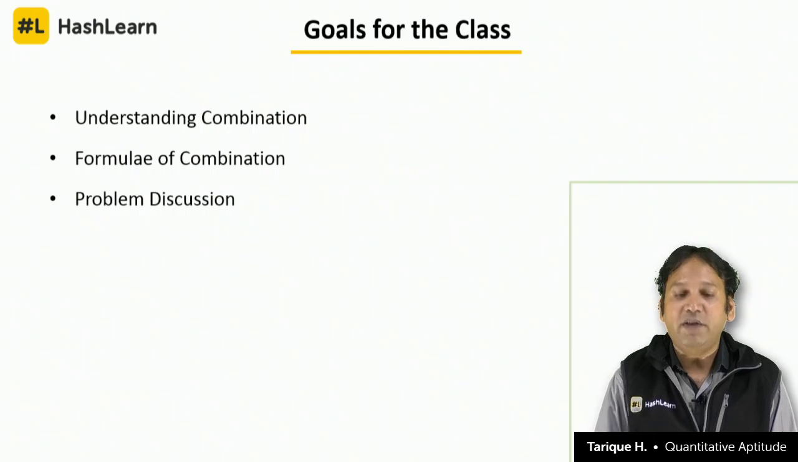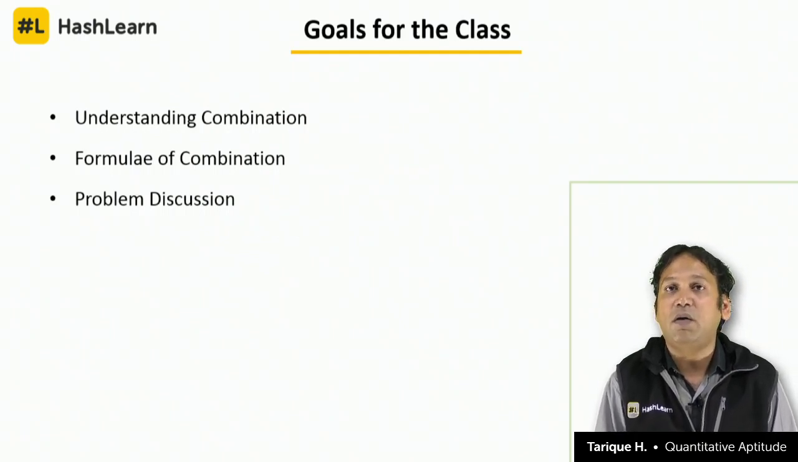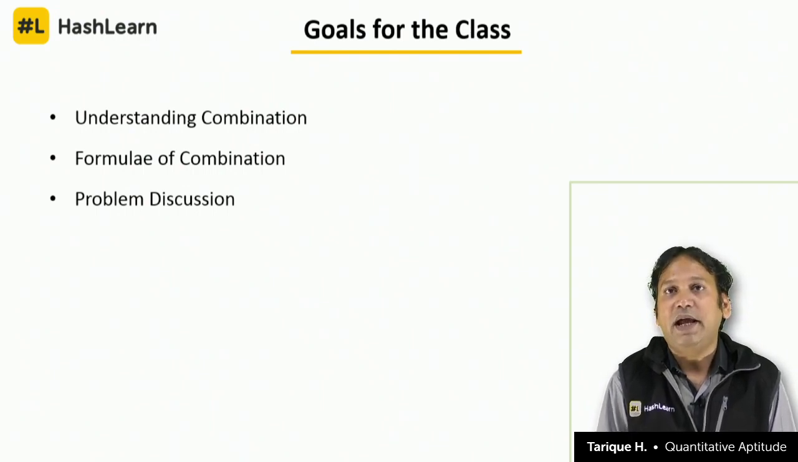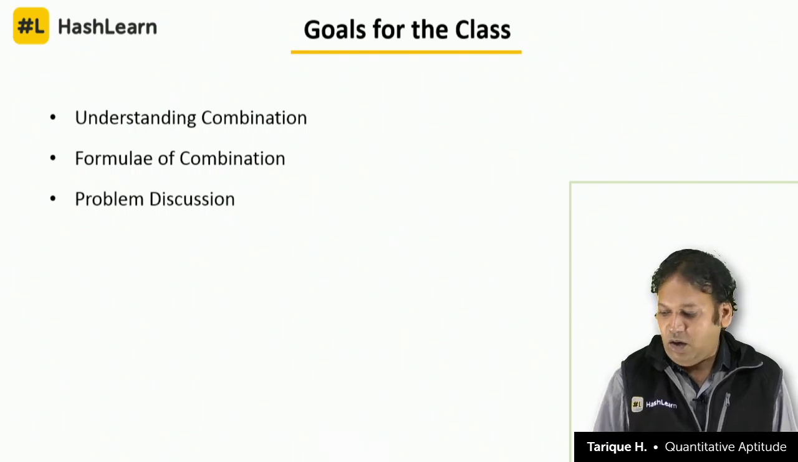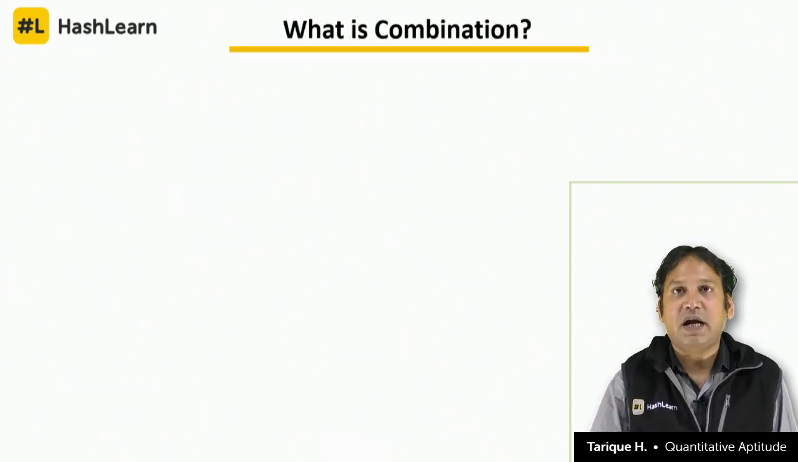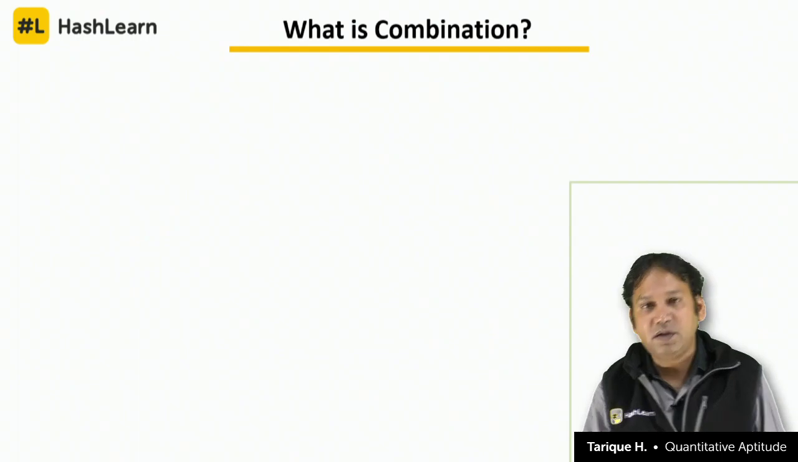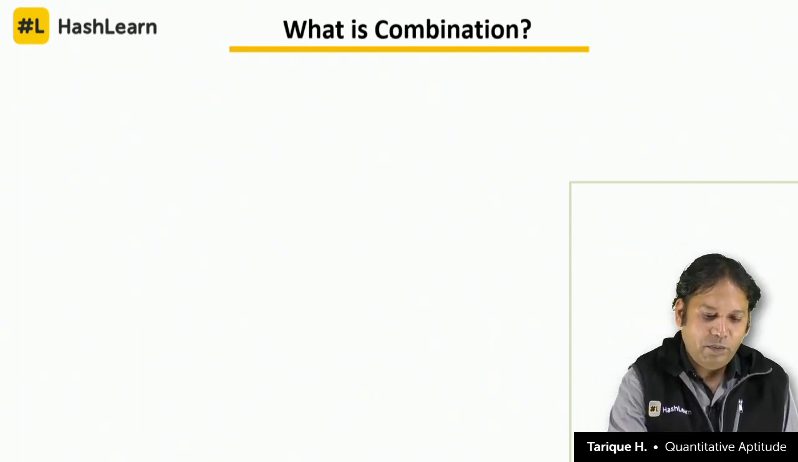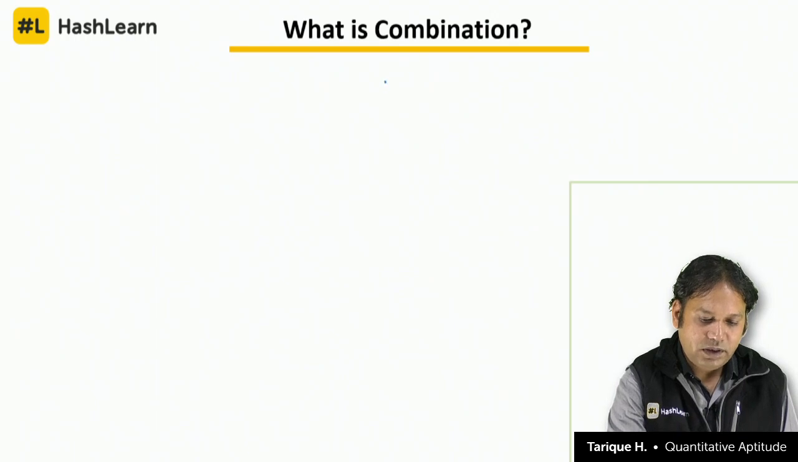So the goal for the class is to understand the topic of combination, what is combination all about and what are the different formulas of combination, and to discuss and develop concept through problem discussion. Clear? Alright, so we'll start straight away with combination. What is combination? Why is it different from permutation? So combination, you can say combination is selection.